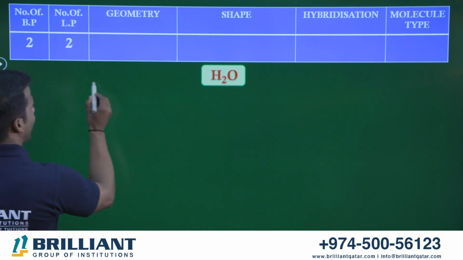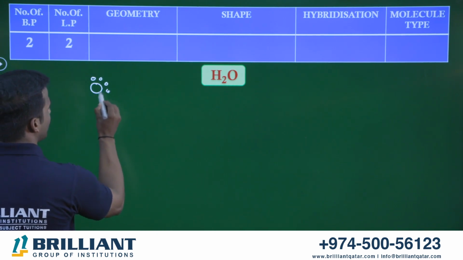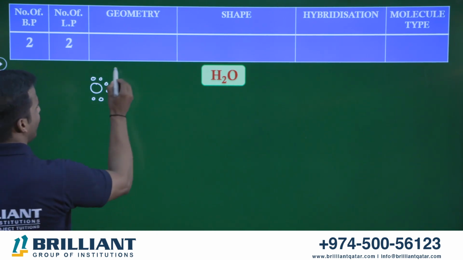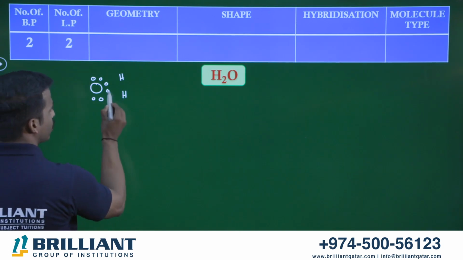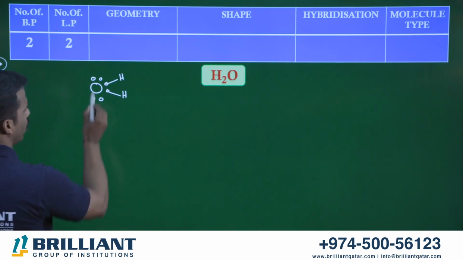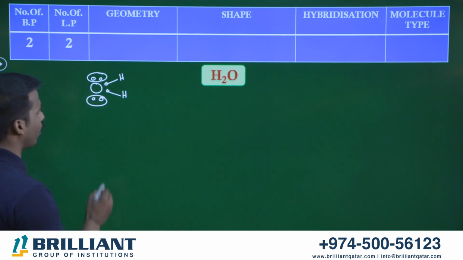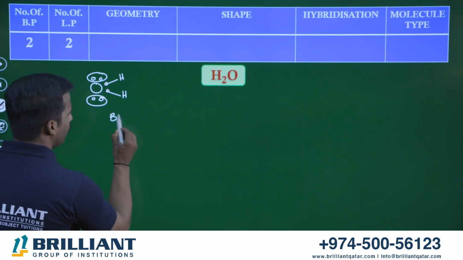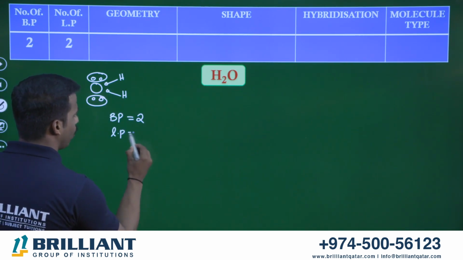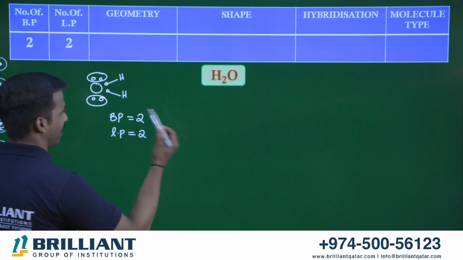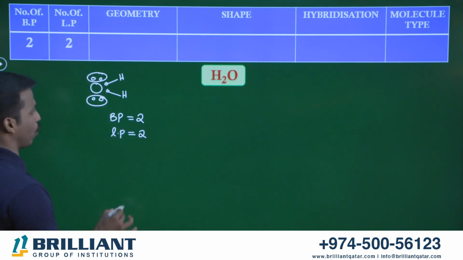Water, in which the central atom is oxygen. Oxygen, what is the valence electron count? 6 is the valence electron. It is surrounded by how many hydrogen atoms? 2 hydrogen atoms. Each hydrogen needs 1 electron. So how many bond pairs on oxygen? There are 2 bond pairs. How many lone pairs? There are 2 lone pairs. Yes or no? 2 bond pairs, 2 lone pairs.